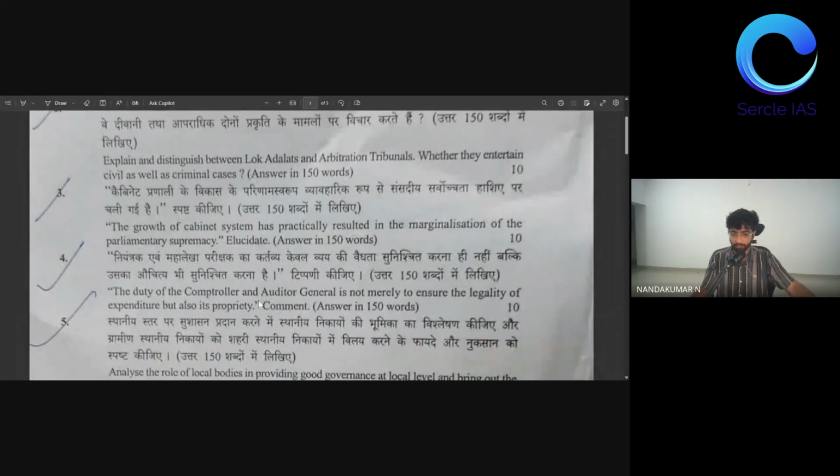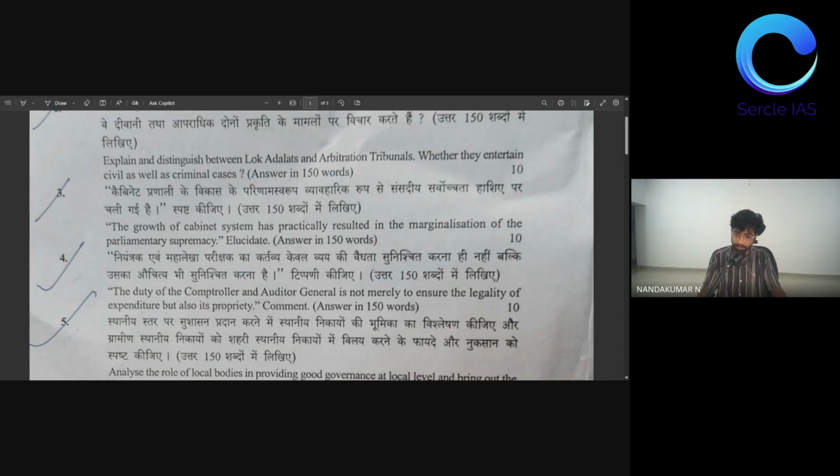The duty of the Comptroller and Auditor General is not merely to ensure the legality of expenditure, but also its propriety. Comment. From 2018 to 2024, there were about 3 times UPSC asked questions on CAG. So this is how you understand the relevance of a topic: how many times it is repeating, what is the repeat value, or what is the occurrence in prelims. So CAG, for both prelims and mains, is one of the most important or core topics of your preparation. So this is how you identify the core topics or subtopics and prioritize your preparation.